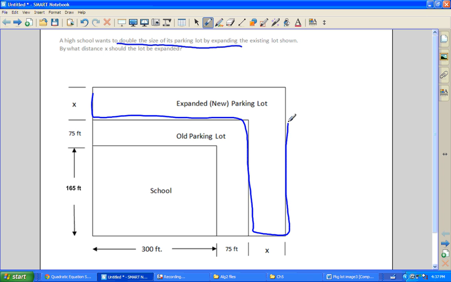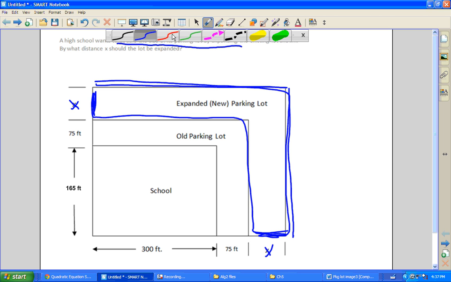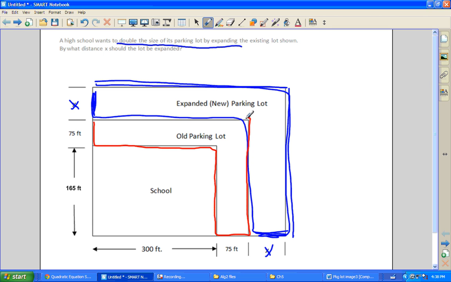It's going to be some strange L shape here with dimensions x and x on this dimension here. We don't know for sure the full dimension there or the full dimension there, but we can get this quite easily. Now, if they're going to double the lot, keep in mind that the blue area has got to be the same size as the existing parking lot, right? If you're doubling it, the old one's half the total. The total would be both these L shapes together, red and blue. So if the blue equals the red, they will have doubled it.